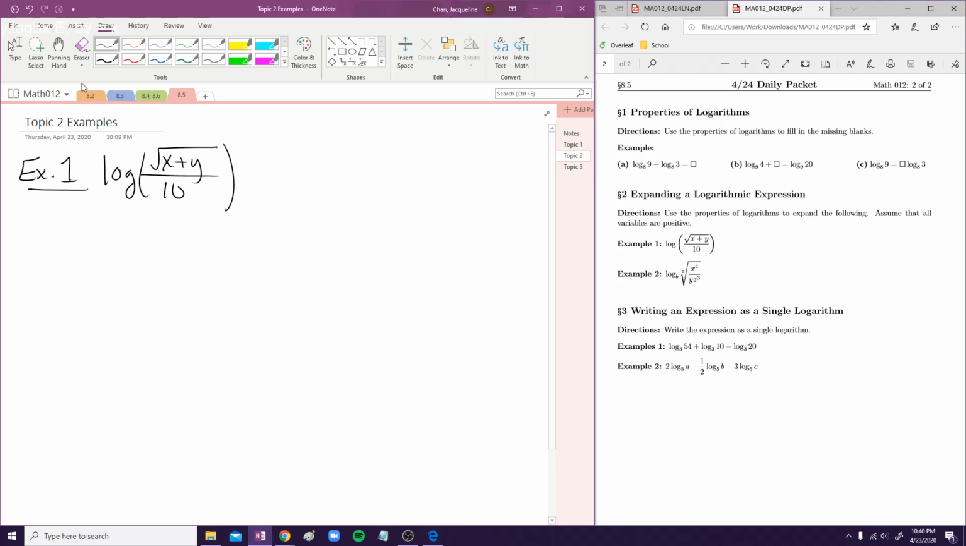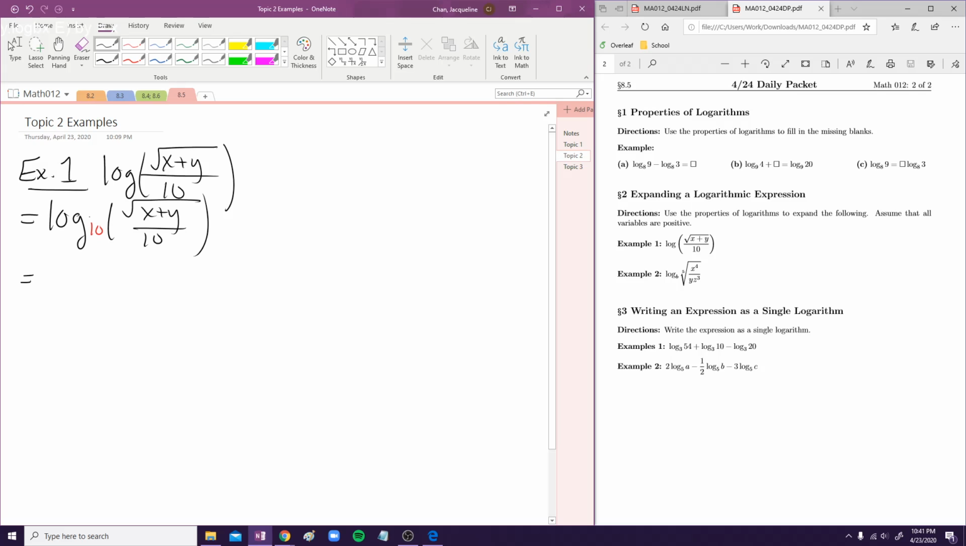The first thing I'm going to do is, since there's no number here, what does that make b? If you're thinking 10, then you are correct. This is log base 10 of the square root of x plus y over 10. You don't have to keep writing 10. This is just a review of what you need to know. We will probably use it later, but for right now, when we're expanding, don't waste ink or lead on it.